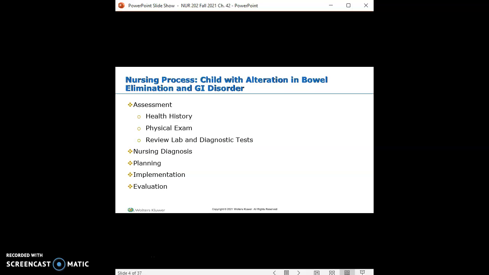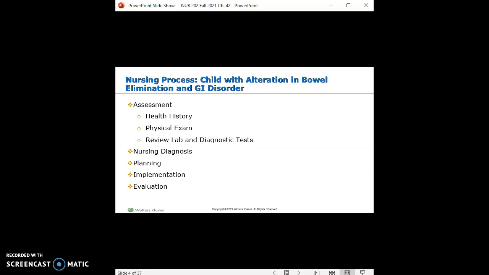When is it appropriate if the child's in a diaper? How do you collect the stool out of the diaper? How do you collect stool if they're having diarrhea? Are you able to use a bedpan and things like that? It's a pretty informative little box.